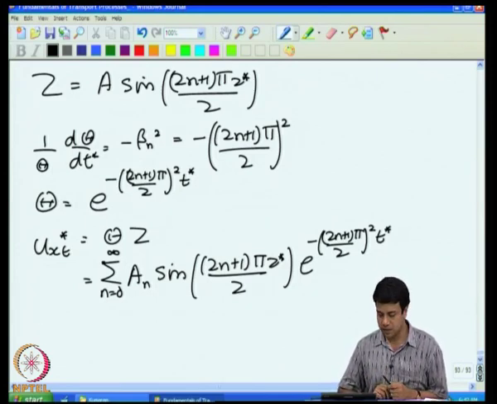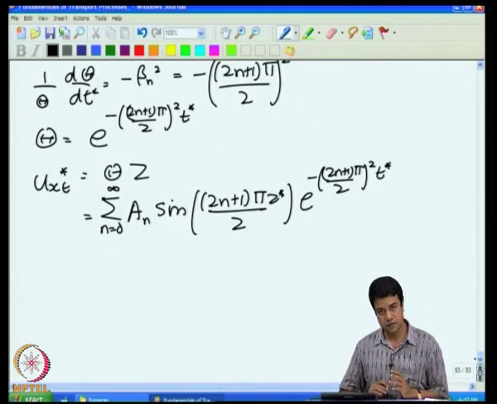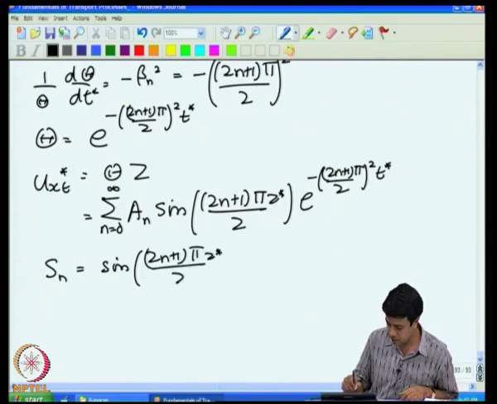How do we determine the coefficients a n? Using the orthogonality relations once again. So, for this particular problem, if you recall, for the flow in a channel, the basis functions were sine of n pi times z star, whereas here the basis functions are sine of 2n plus 1 pi z star by 2. So, I define S n is equal to sine of 2n plus 1 pi z star by 2.